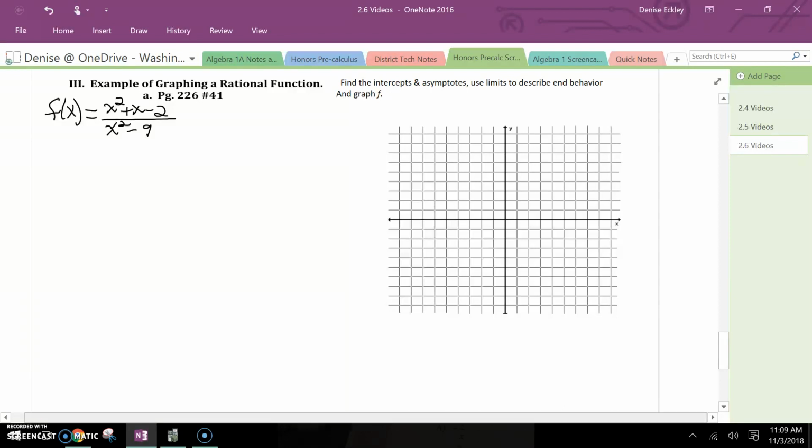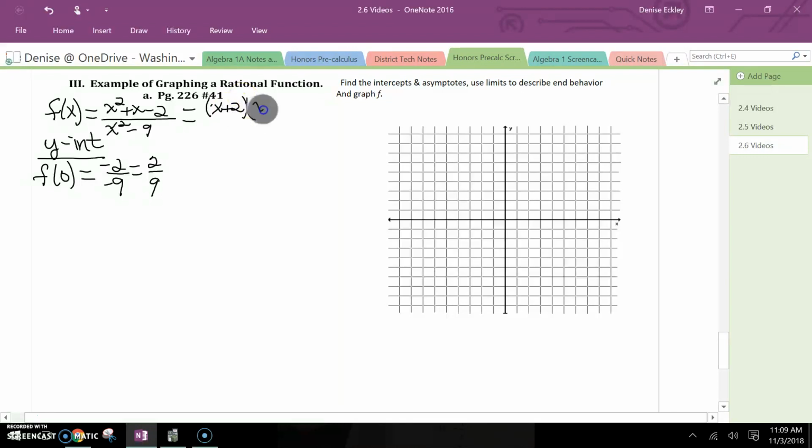So for number 41, the function is x squared plus x minus 2 over x squared minus 9. So to find the y-intercept, we substitute in 0 for x, and when we do that, we get negative 2 over negative 9, which gives us 2 over 9. Now the next thing I'm going to do is factor this since they are quadratics, to help me find the x-intercepts and help me eliminate any factors that will not be vertical asymptotes in the denominator.